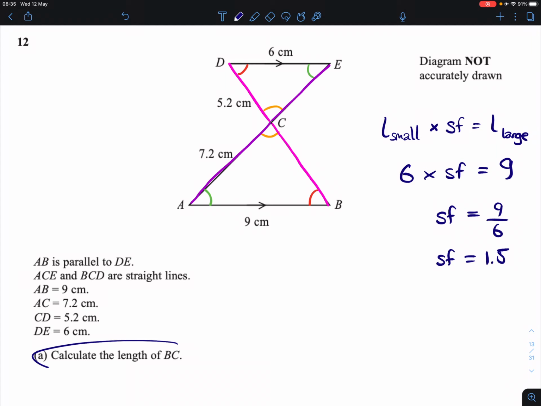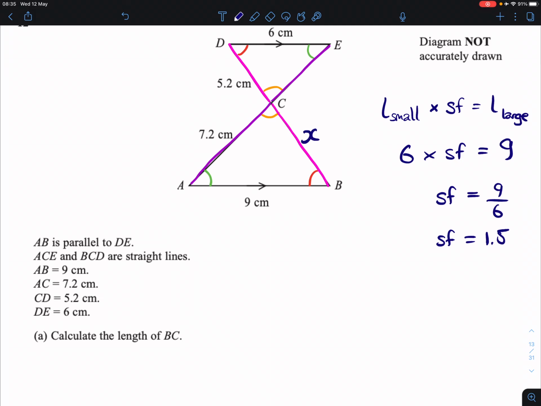Part A, calculate the length of BC. So the question is asking us for this length here in x, which is a large length. So if I sub that into this formula here, we get x. 5.2 is the small length that corresponds to it, and 1.5 is the scale factor. Of course, it's the same scale factor because of the fact that these triangles are similar to one another.